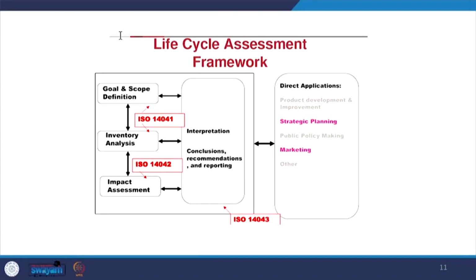This is inventory analysis, and then we talk about the impacts. What are the impacts? Environmental, ecological impacts. All of that together is consolidated into one single report and it is reported. This helps in developing the strategy plans and the policies related to improvement in the performance of a product or process or any other activity.